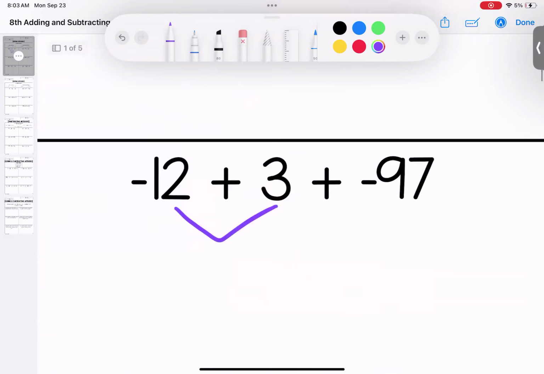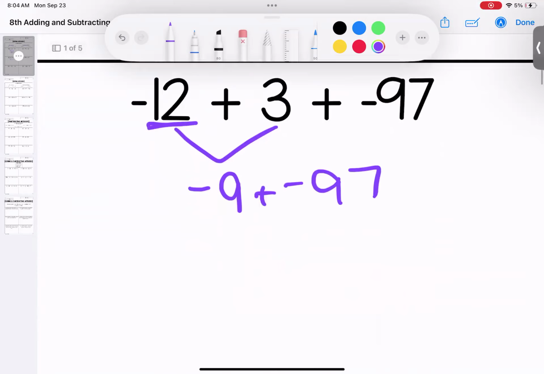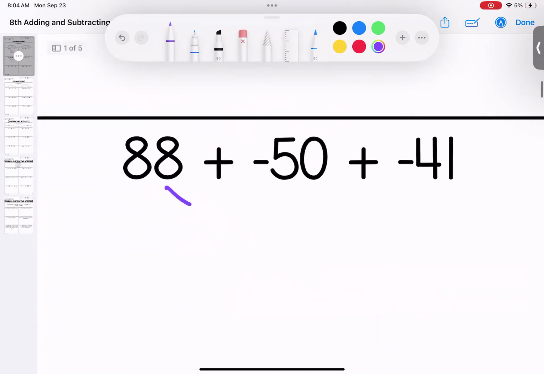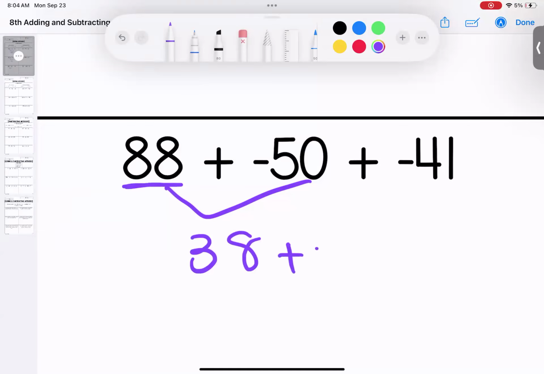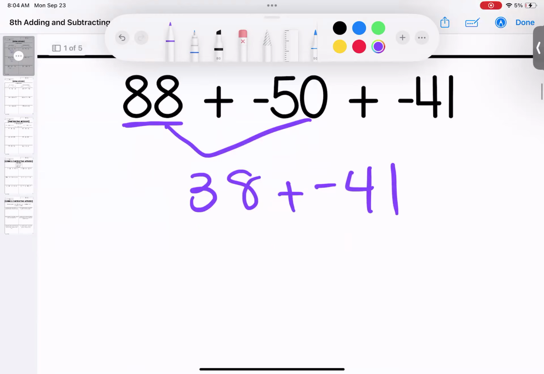Down here, we're subtracting the opposites. 12 minus 3 is 9. It's negative because the bigger number is negative. Same sign sum, 97 plus 9 is 106, and it's growing in its negativity. Opposites subtract. 88 minus 50 is 38. Bigger sign is positive. Opposites subtract. 41 minus 38 is 3.